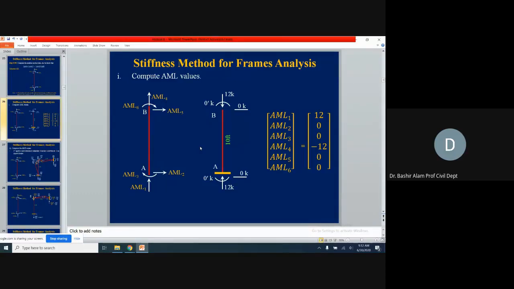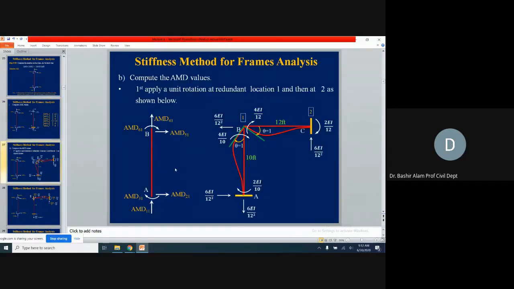Coming to the AMD now, for this member we need to make our AMD matrix. Again we are taking member AB, but now we are taking from where we generated the first column of the stiffness matrix, and how that was constructed. Again at location 1 we applied the unit rotation, and you see theta, all these member indexes. Now you can see again where the reference for these designations is.